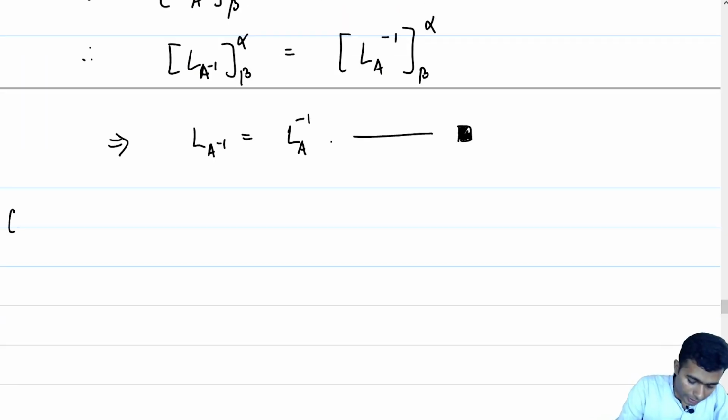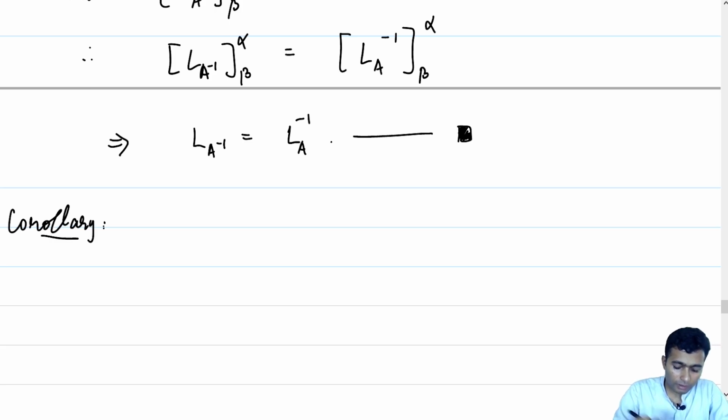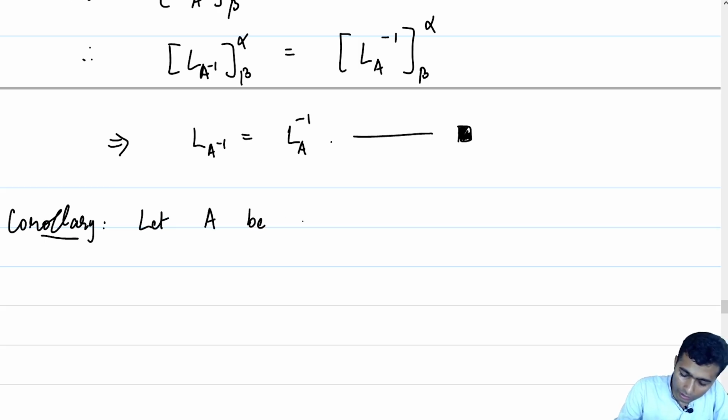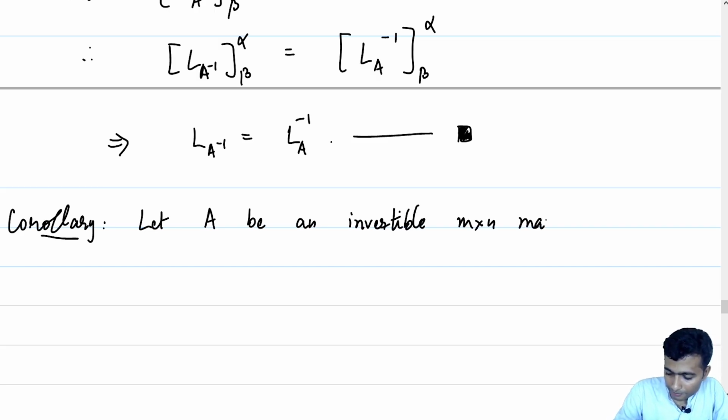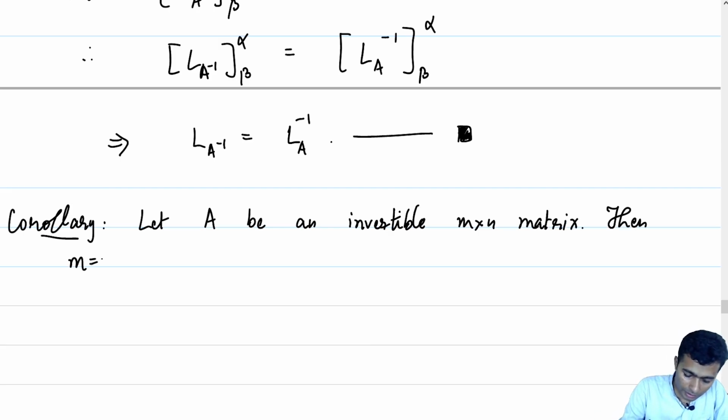Another corollary, so let me just note it down. It's a corollary to this corollary, which states that if A is an invertible M cross N matrix, then M is necessarily equal to N. So let's see how that is. Let A be an invertible M cross N matrix, then M is equal to N.